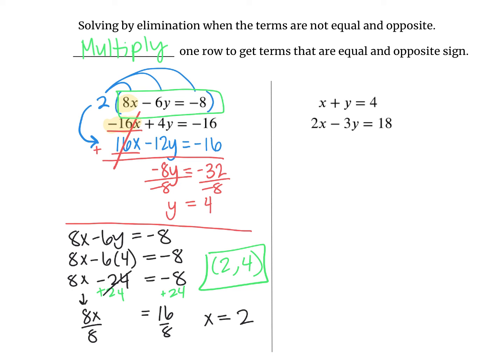And on this one, you really could pick either one. I'm going to pick the y terms only because one of them is already positive and the other one's negative. So I want to eliminate the y terms. In this first equation, that means I want the y to be a positive 3y. And since it's already positive, I just have to multiply the whole equation by 3.